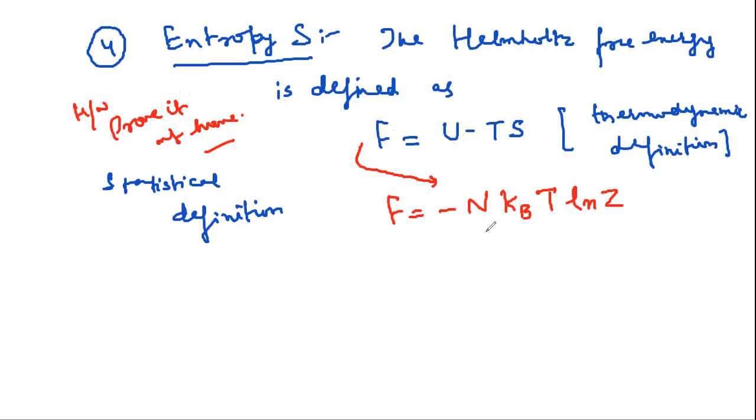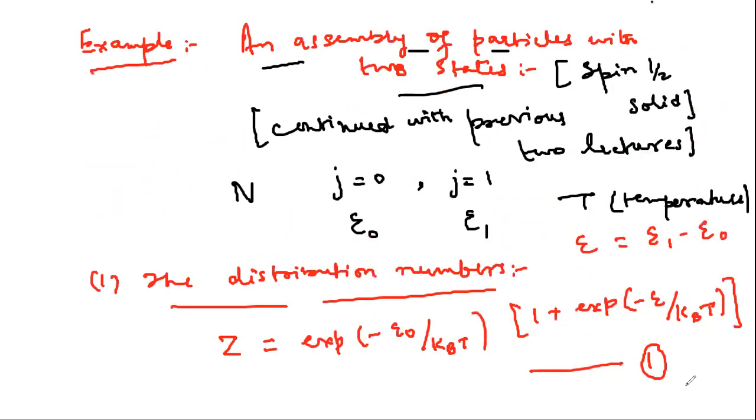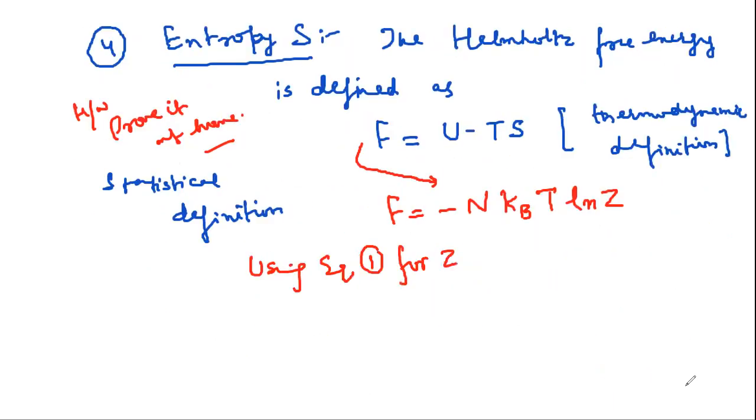We put z in this expression. So using equation 1 for z, the partition function, that's our equation 1. This is our partition function. So we put it in this expression and write the expression for the free energy, so the Helmholtz free energy.